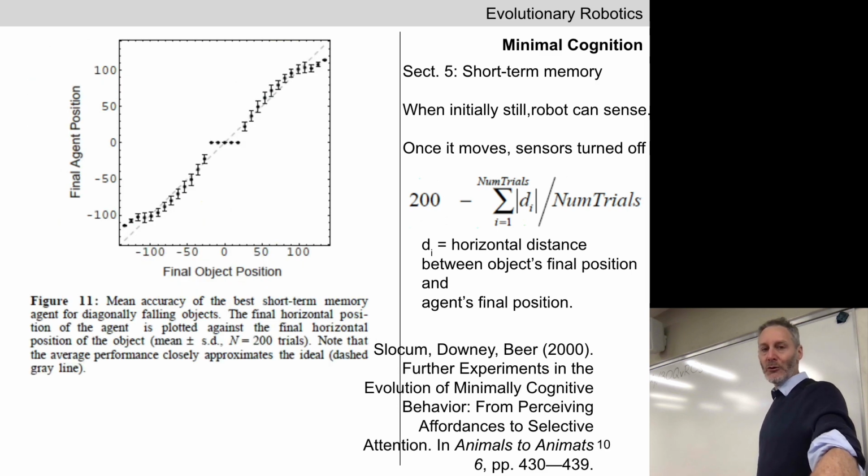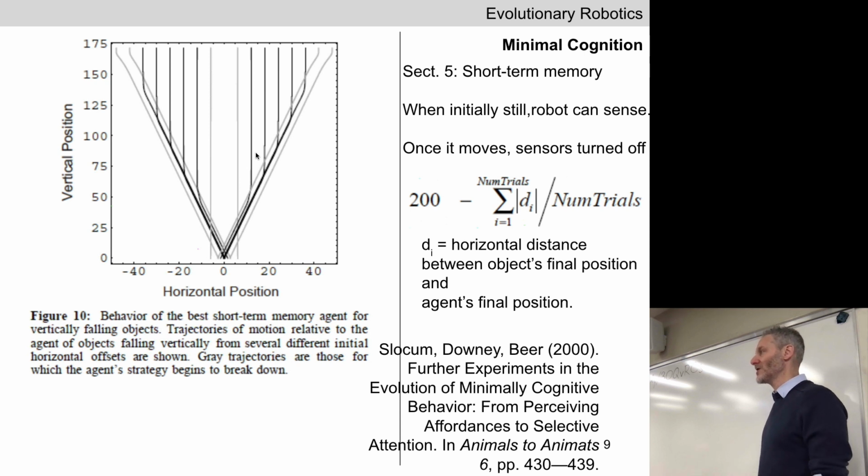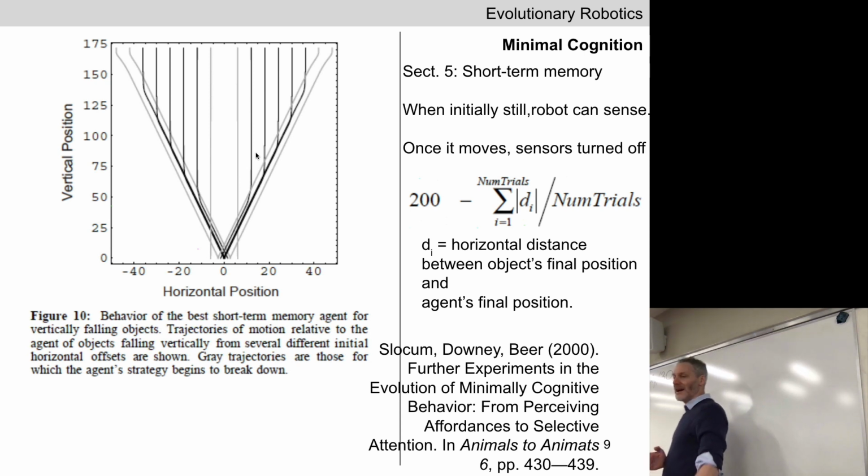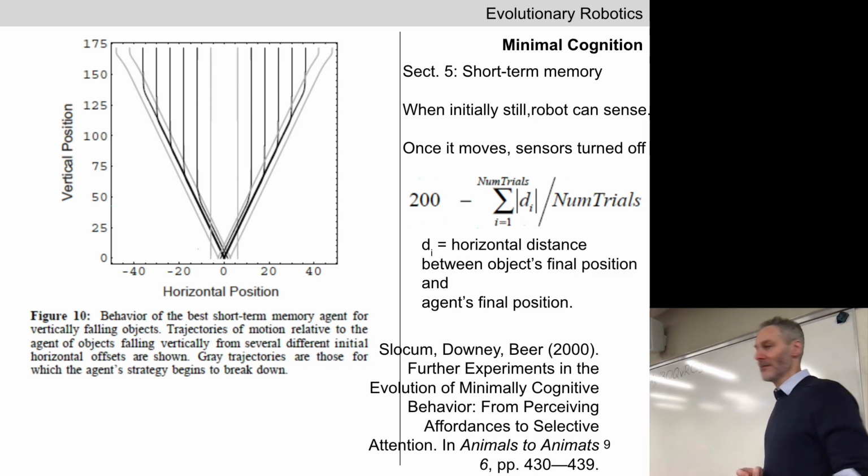Why doesn't it move straight towards the object at a constant rate, as it does in the case when the object is falling directly from above?